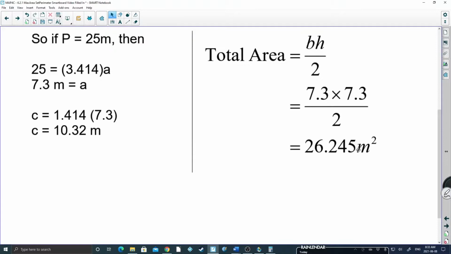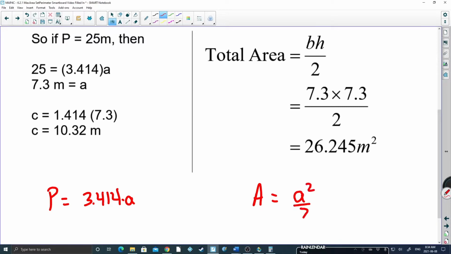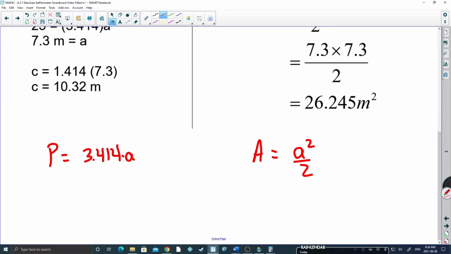All right. So for a right angle isosceles triangle, your perimeter is equal to 3.414A, where A is the base and the height of the triangle. Your area becomes A squared over 2, which is base times height, A times A over 2. And with those two equations, you can now optimize a right angle triangle. Now, I here gave you the perimeter first, and we calculated the A value to calculate the area. But I could give you the area first, and you could then calculate the perimeter. So maybe we should do an example of that.